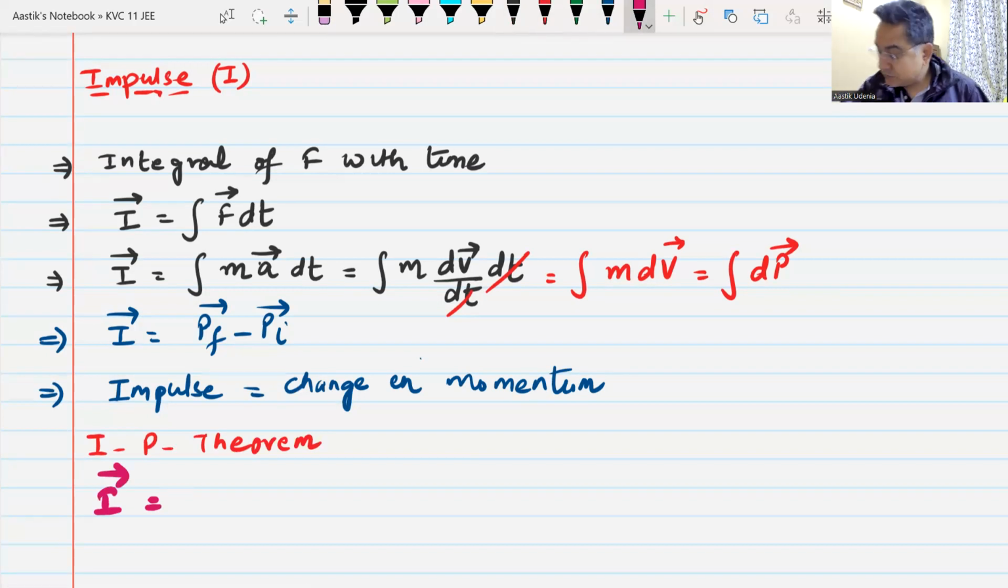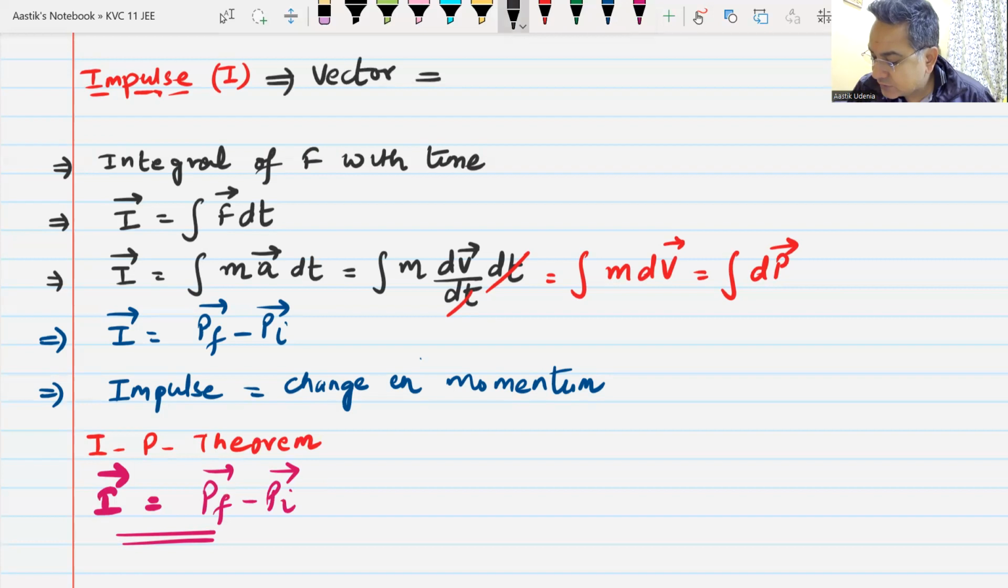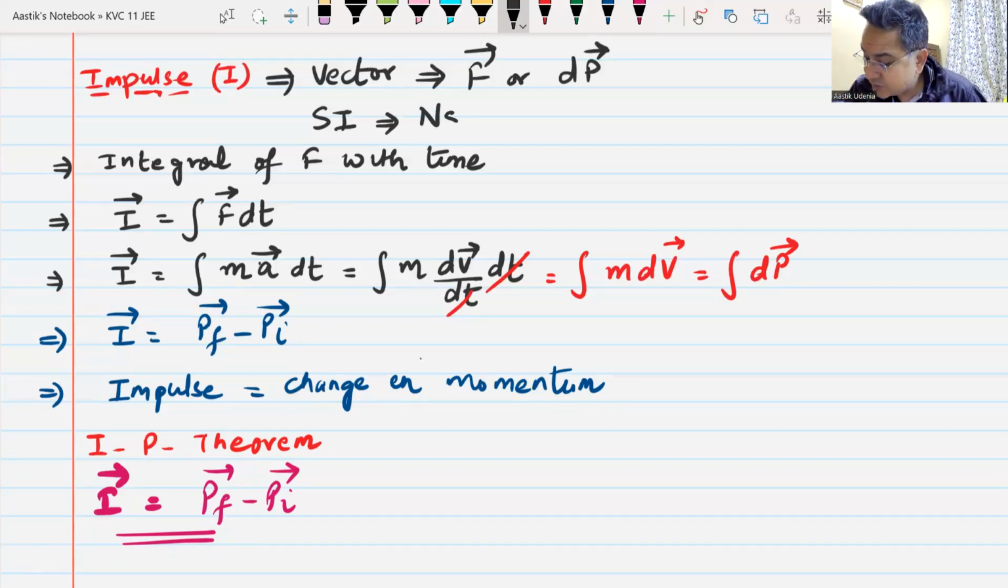Impulse is final momentum minus initial momentum. This statement is known as the impulse momentum theorem. Impulse is a vector quantity, and the direction of this vector is the same as the direction of force or the direction of change in momentum. The SI unit is the same as change in momentum, or force multiplied by time, newton second. I'll give you 2 minutes to note it down.